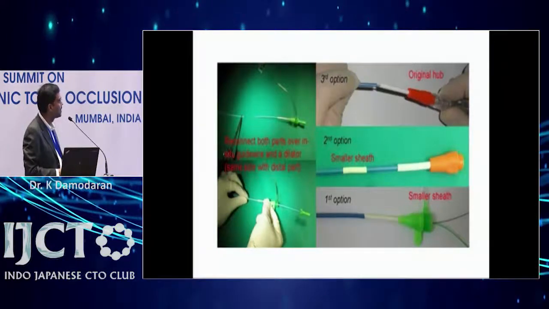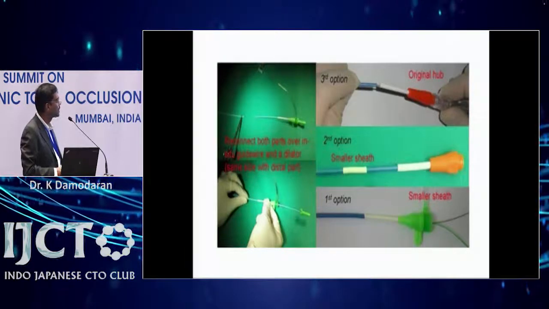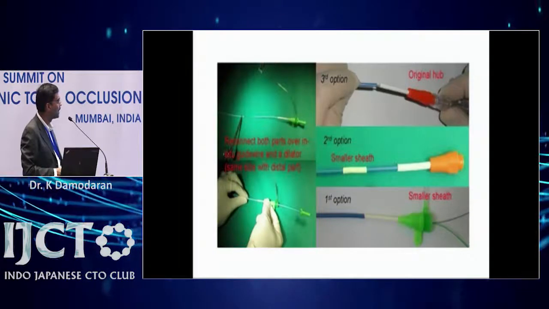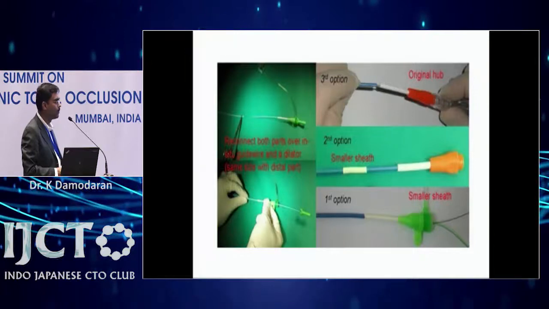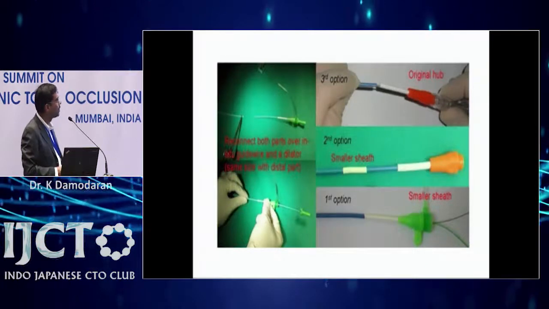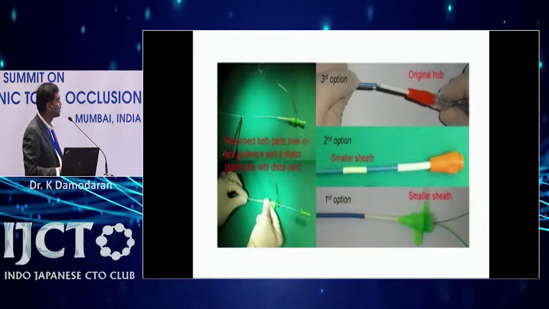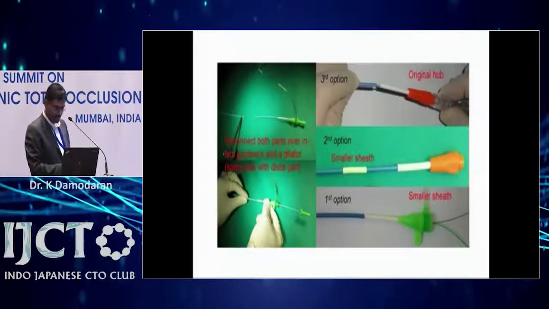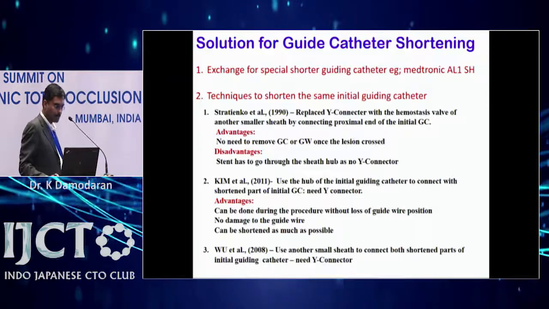And the second technique is the usual technique that we are practicing, which is to cut the desired length of the guiding catheter at some distance from the original guiding catheter hub and to interconnect the guiding catheter with the short sheath. The third one is to maintain the original hub itself without interposing a sheath, that is cutting short the guiding catheter and reconnecting the catheter with the original hub itself.